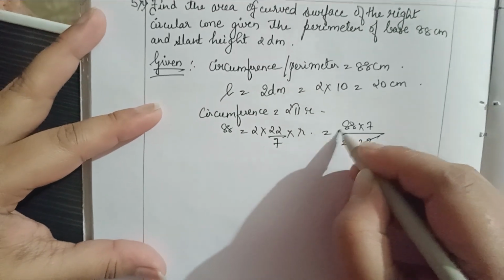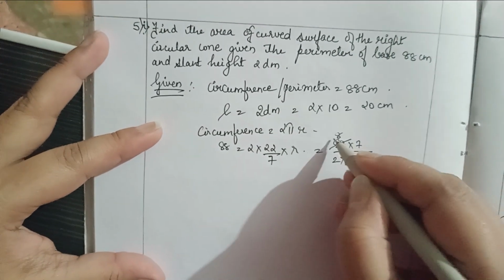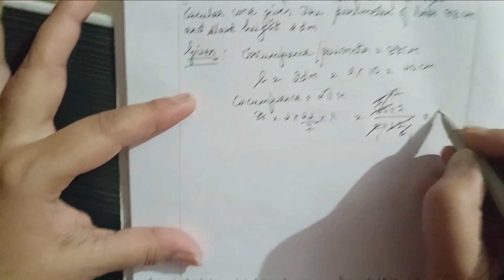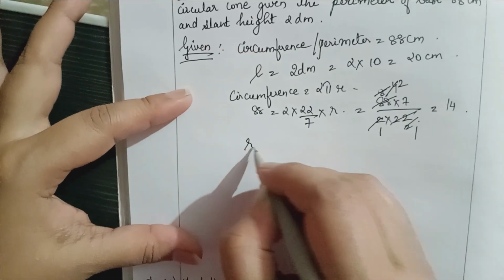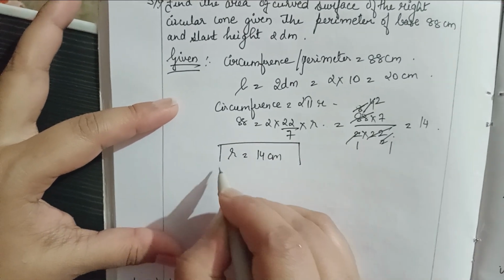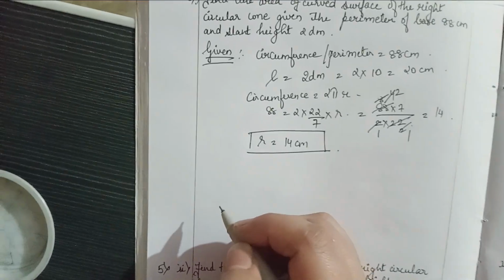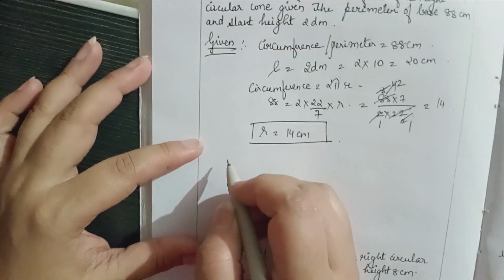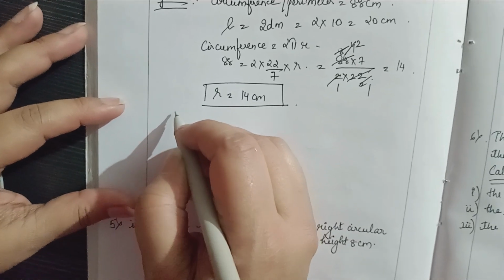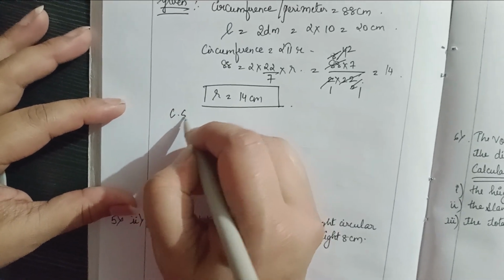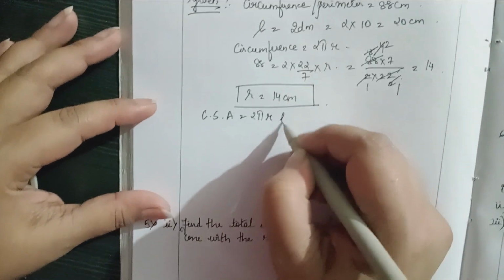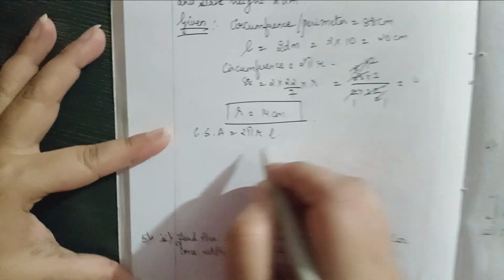11 2s are 22, 11 8s... 2 1s, 2 4s will give you 7 2s is 14. R is equal to 14 centimeters. Okay, coming on to the curved surface area we are supposed to calculate, it is equal to 2 pi r L. L is already given to you, that is 20 centimeters.